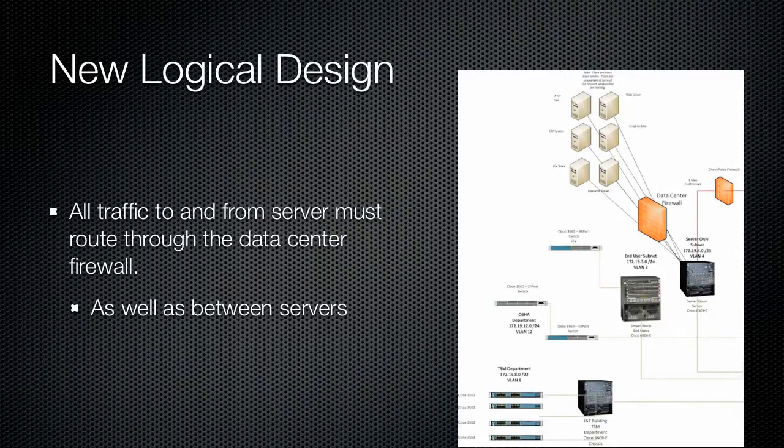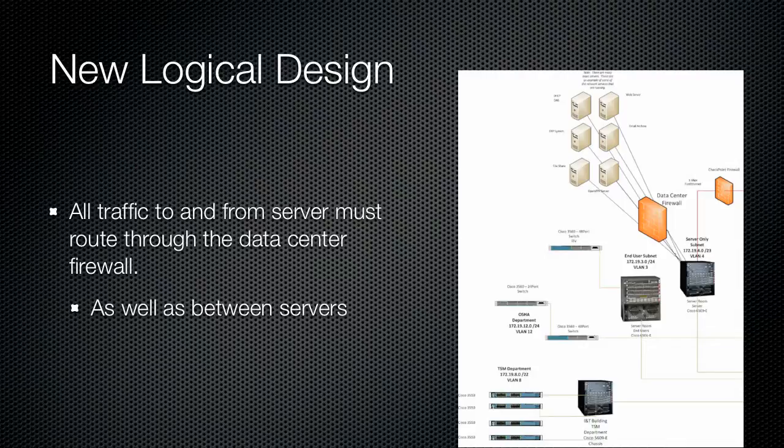With the new logical design, it's a little different. There's not much change from the previous logical design. We just see that all the servers currently connect to the data center firewall and then route through the main backbone. And not only does server traffic going to and from the servers go through the data firewall, but also any server-to-server communication goes through the router, back through the firewall, and back to the servers.